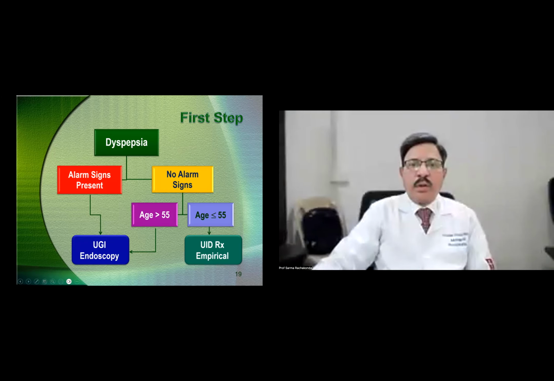Alarm signs are what? Alarm signs are: M, mass in the epigastrium; A, anemia; D, dysphagia; BL, blood in the upper or lower GI tract; LOW, loss of weight. First and foremost, when the patient comes with 4 weeks of upper abdominal dyspeptic symptoms, my emphasis would be to know whether the patient is having any dangerous condition or a simple ordinary dyspepsia. For that, I have to separate them into those with alarm signs and those without alarm signs.